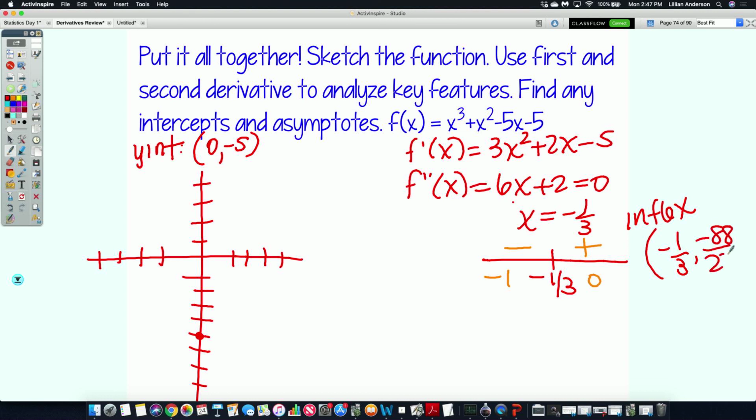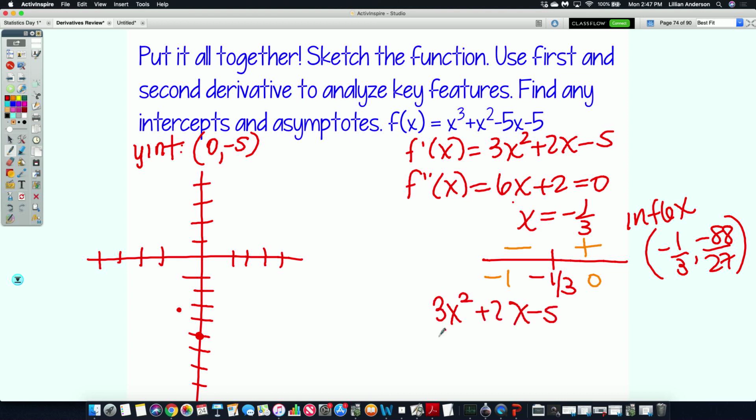Okay, that's about 3-ish. Yeah, about 3-ish. Okay, so -1/3 and a little bit more than -3. So there's my inflection point right there. Okay, let's set my first derivative equal to 0 to figure out where my extrema are.